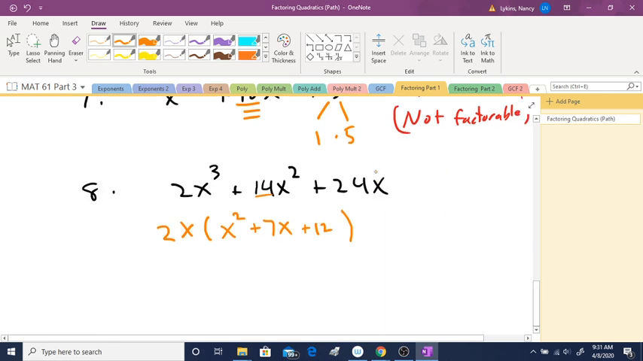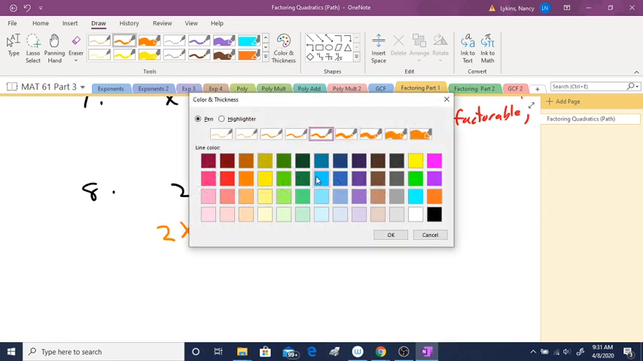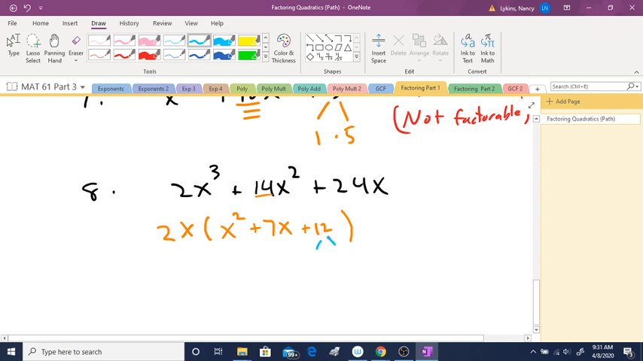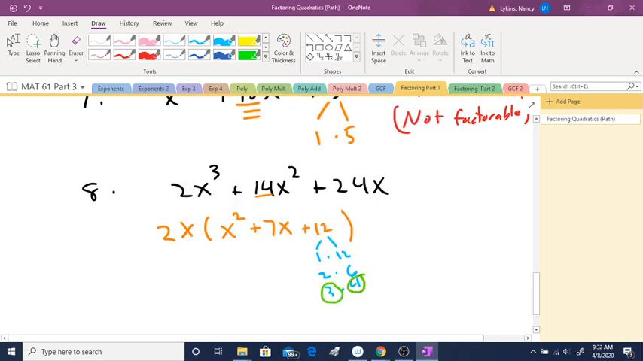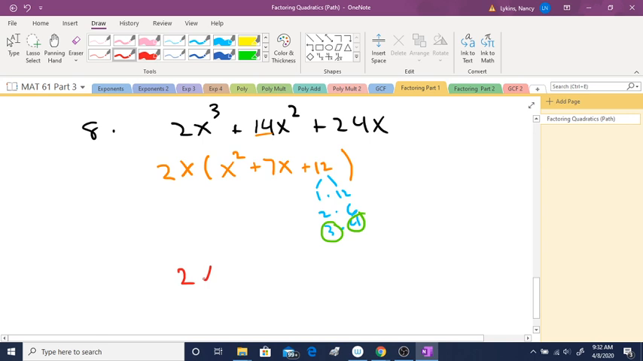Now, the common mistake is thinking we're finished. Well, what you also have to take into consideration is, can we break down this 12 and factor this out? Well, 1 times 12, 2 times 6, and then finally 3 times 4. The 3 and the 4, if you add them together, because that 12 is a plus 12, gives you a plus 7. So the answer that we're looking for in this case would be 2 times x, x, x.